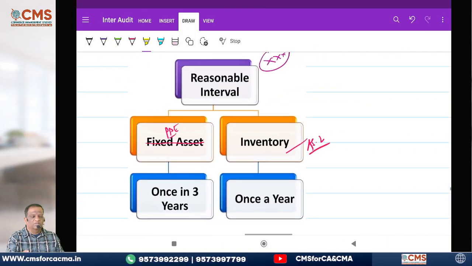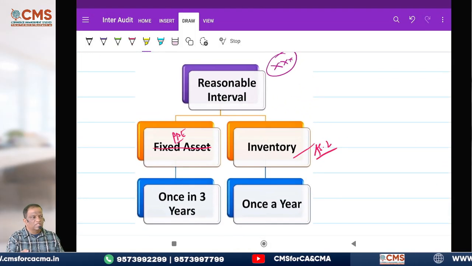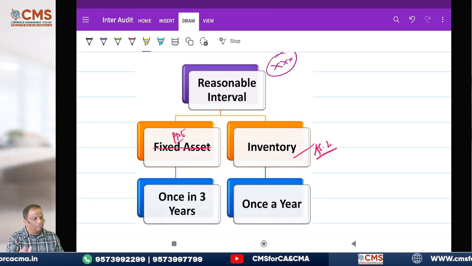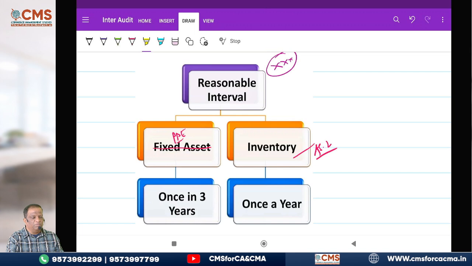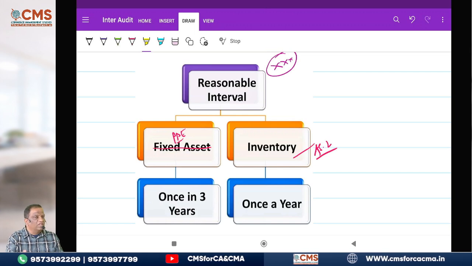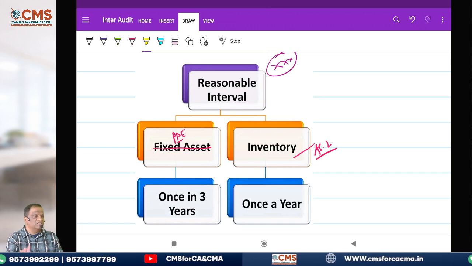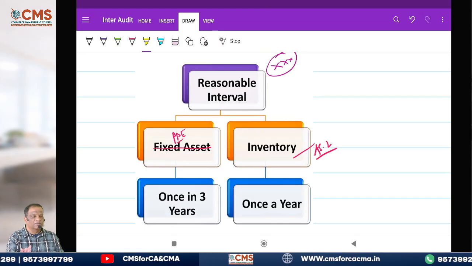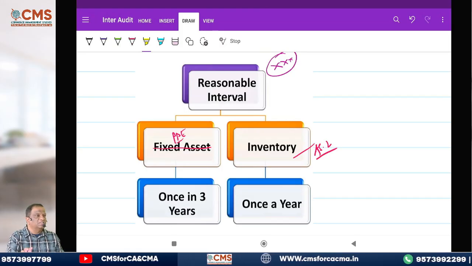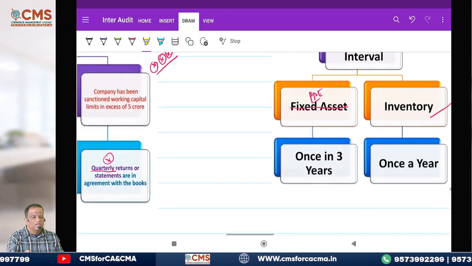But one very traditional question, because physical verification we are doing for fixed assets, that is the PPE, and inventory. But for PPE, what is the interval within which they have to conduct it? Once in 3 years. And inventory, once a year. So this is the periodicity for conducting physical verification.